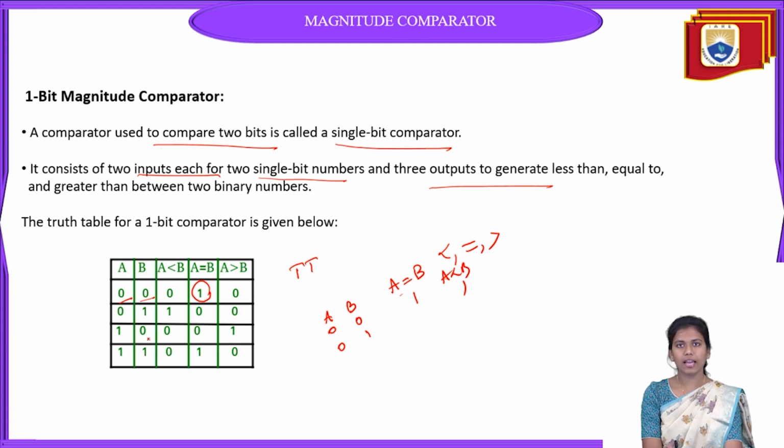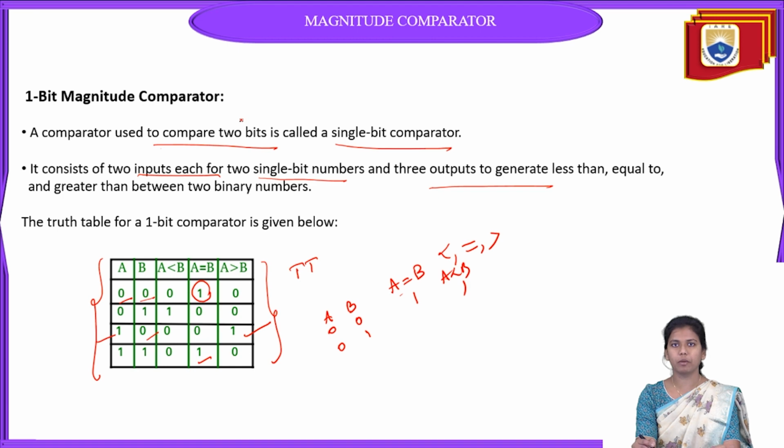Next is 1 and 0. For these two input combinations, my output is A greater than B. A is 1 and obviously B is 0, and 1 is greater than 0. So A greater than B. And when both inputs A and B are equal to 1, then A equals B. Based on the inputs, the output conditions are observed. This is a single-bit magnitude comparator, which compares only 2 bits. When we compare 2 bits A and B, we call it a 1-bit magnitude comparator.